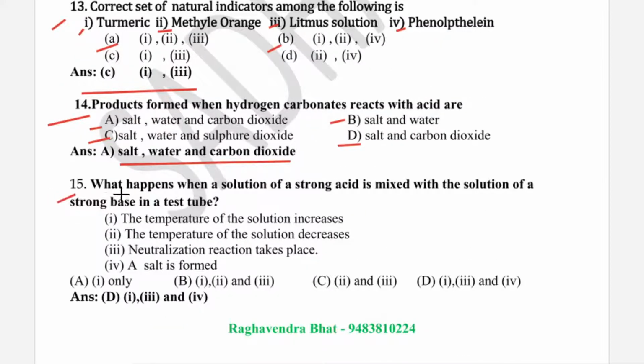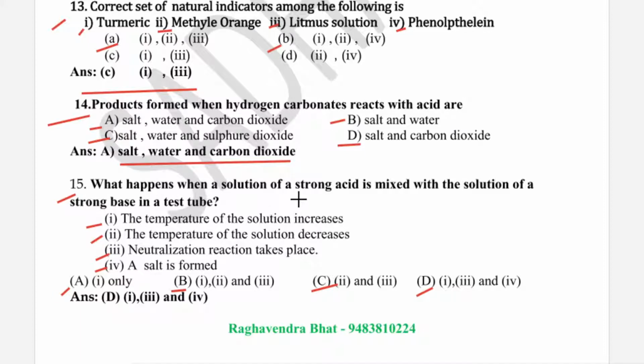Question number 15. What happens when a solution of a strong acid is mixed with the solution of a strong base in a test tube? Before the options, here there are some points. Number 1, the temperature of the solution increases. Next, the temperature of the solution decreases. Neutralization reaction takes place. Fourth one is a salt is formed. Here the options are there. Option A, first one only, that is the temperature of the solution increases. Option B, points 1, 2 and 3. Option C, points 2 and 3. Option D, points 1, 3 and 4.